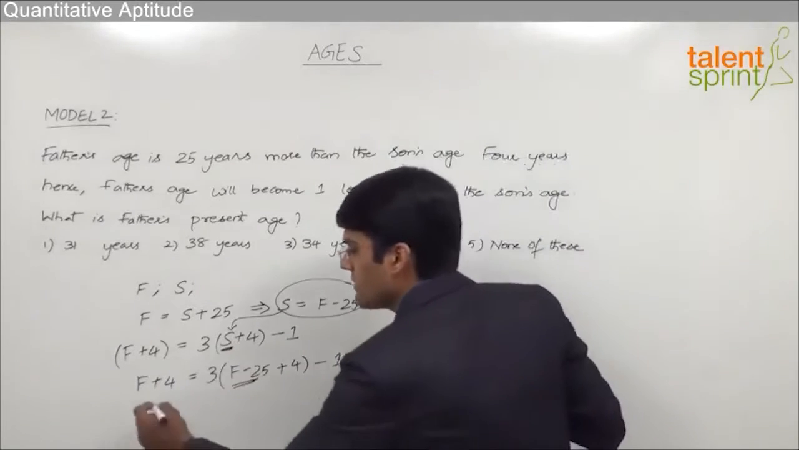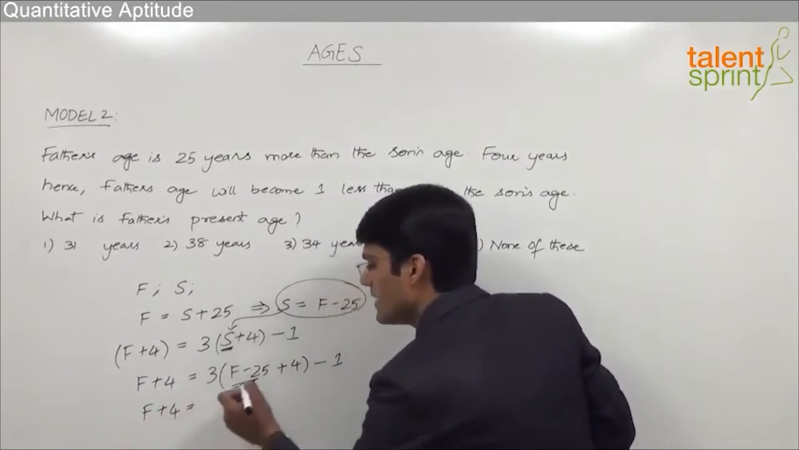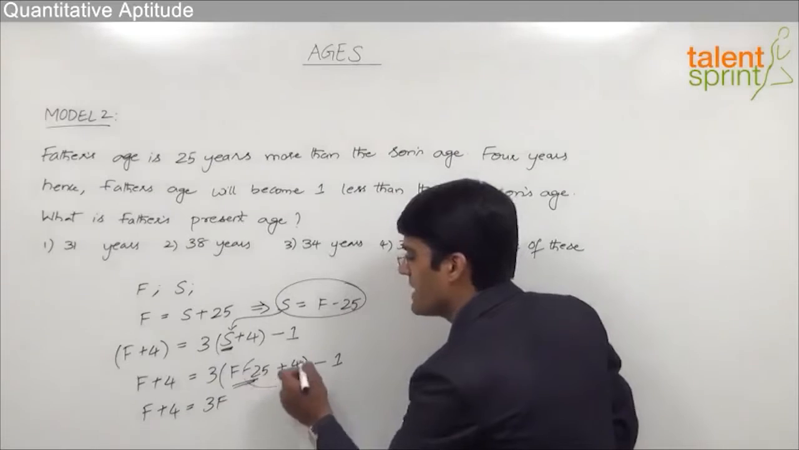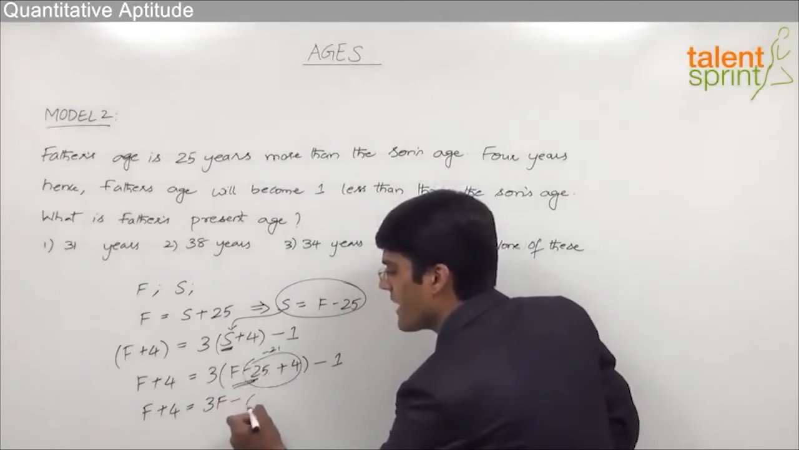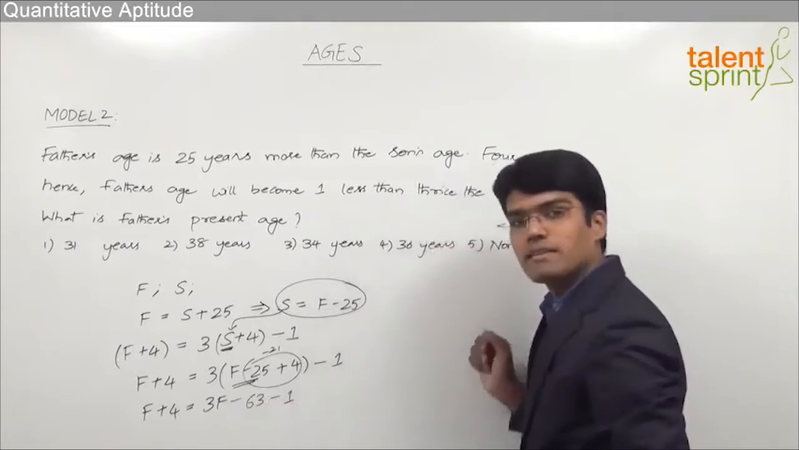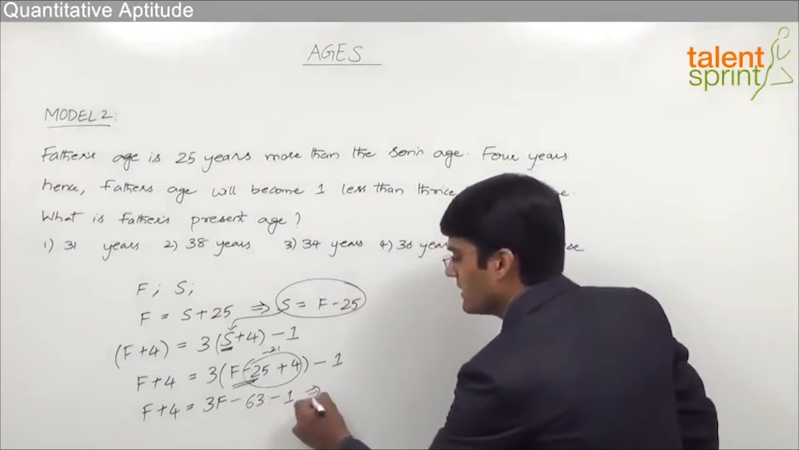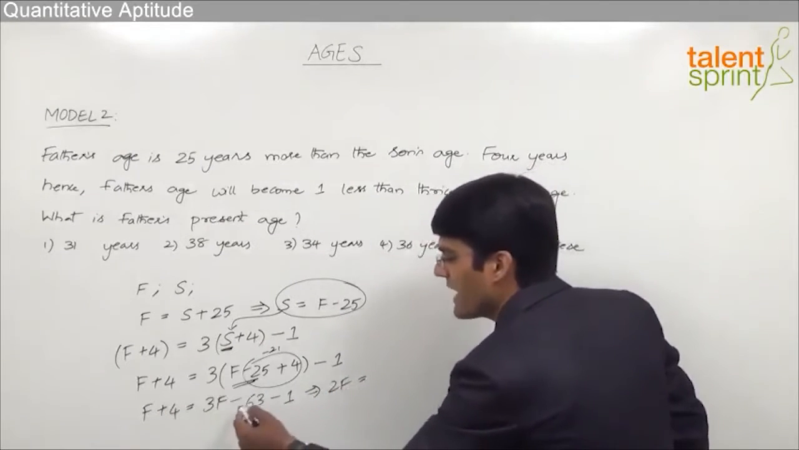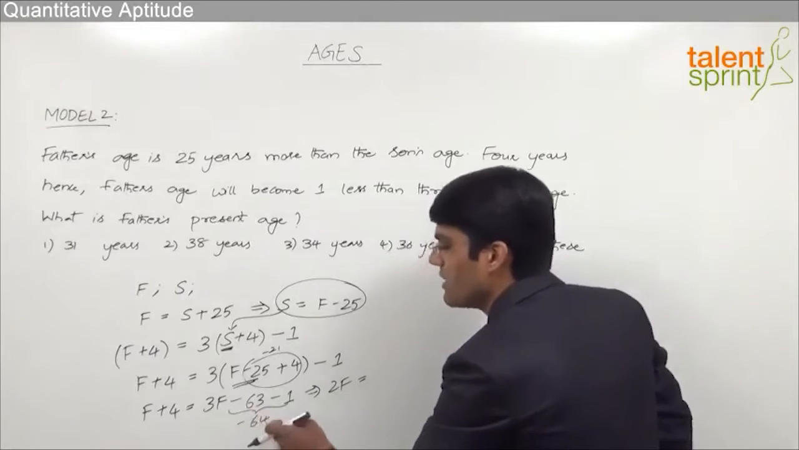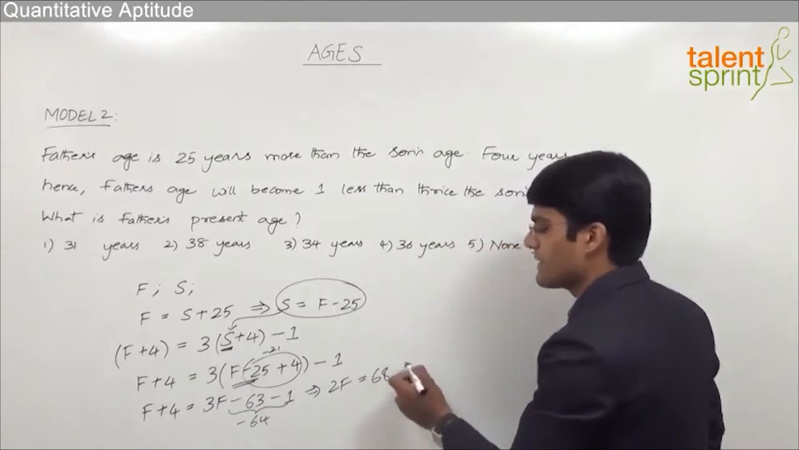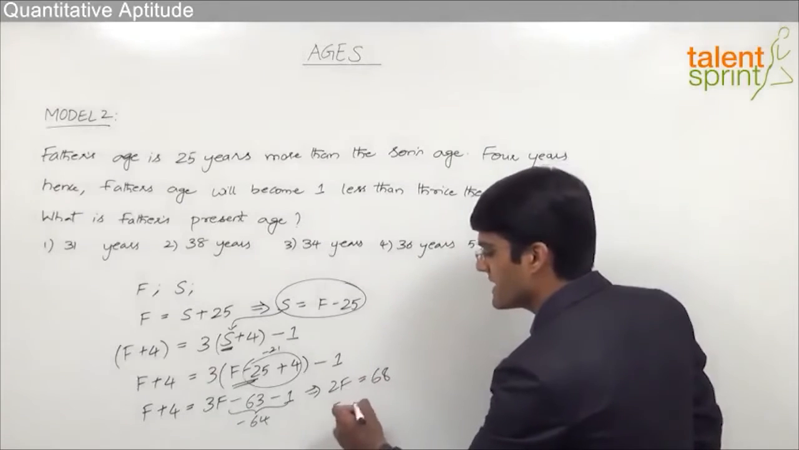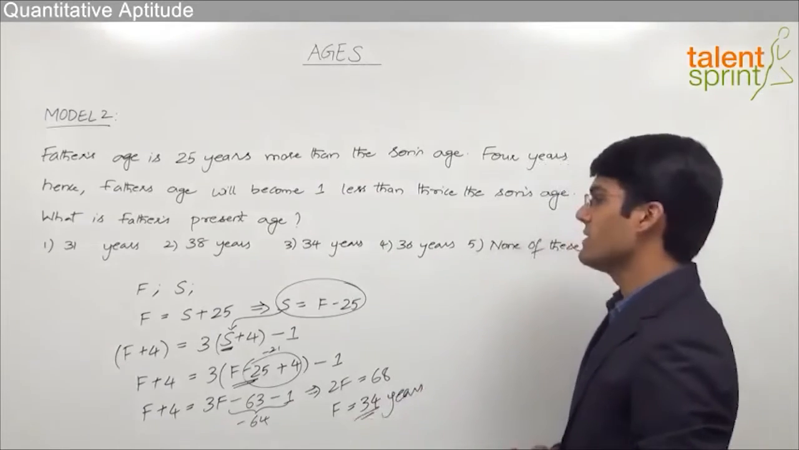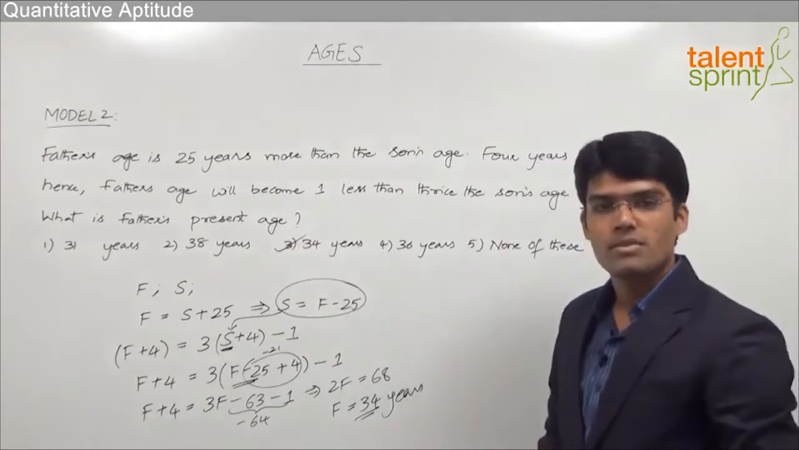Now by solving this equation we get F plus 4 equals 3F minus 25 plus 4 is minus 21, and minus 21 into 3 is minus 63. Minus 63 minus 1. And by solving this further, 3F minus F will become 2F, and by taking the remaining things, minus 63 minus 1 is minus 64. So by taking it to the other side we get 68. So if 2F is equal to 68, we can say that F is equal to 34. So father's age should be 34 years, which is given in option 3. So option 3 is the correct answer.